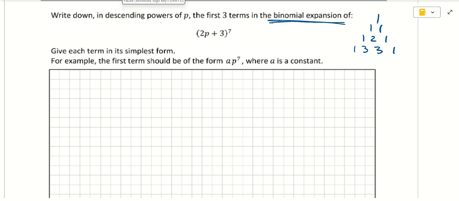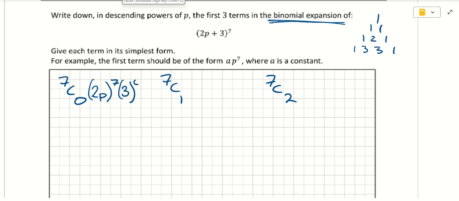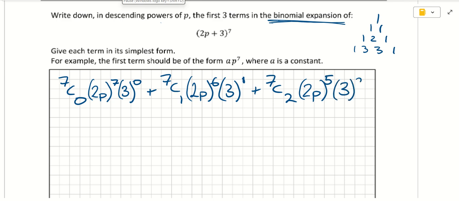So don't forget there's also the method of using the whole 7 choose 0, 7 choose 1, and 7 choose 2 for the first 3 terms, because they'll keep going on to 3, 4, 5, 6, 7 to give you 8 terms. So we only need the first 3. So let's just do the first 3 terms. So 7 choose 0 times 2p to the power of 7 times 3 to the power of 0. And then it'll be plus 7 choose 1, 2p to the power of 6 by 3 to the power of 1. And then plus 7 choose 2, 2p to the power of 5 and 3 to the power of 2.